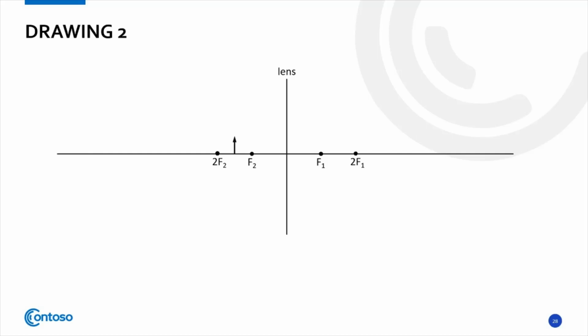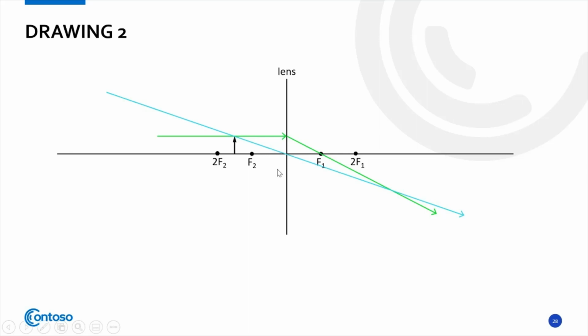Let's draw the rays. The first ray is drawn parallel to the primary axis, passes through the tip of the object until the ray meets the lens. This ray is refracted to focal point f1. The second ray must pass through the tip of the object and the vertex. This ray will not be refracted. Instead, it will continue as a straight line.